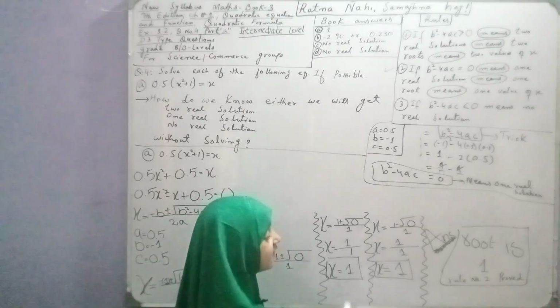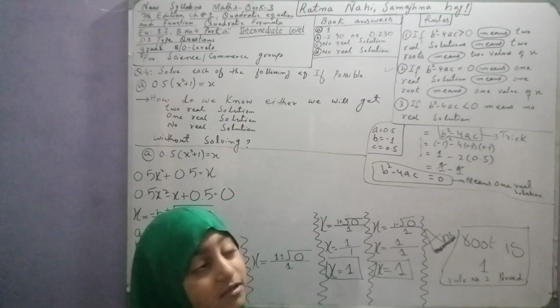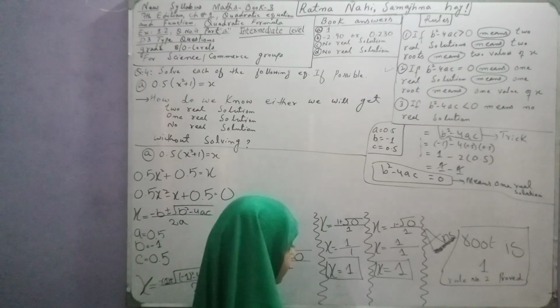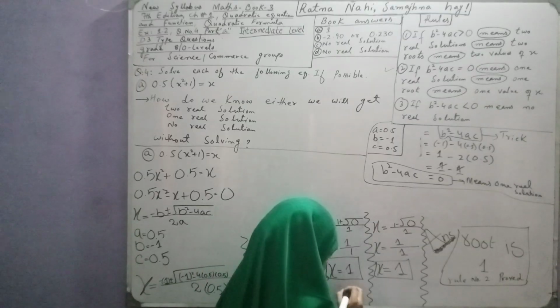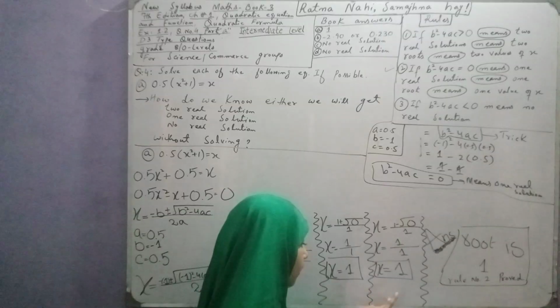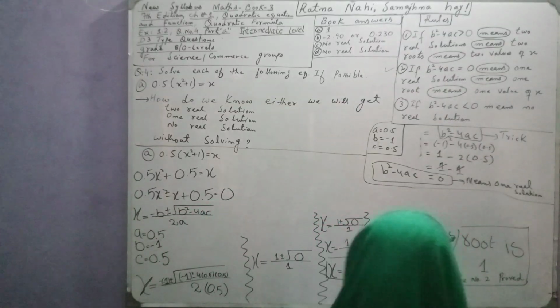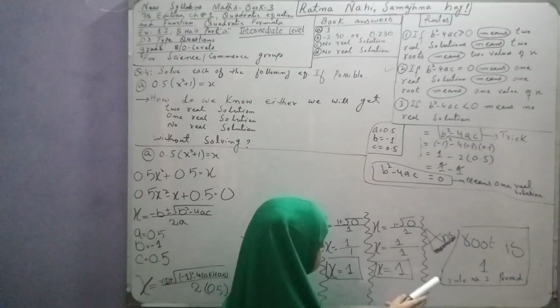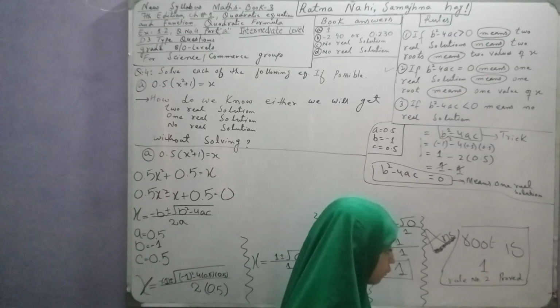You can see same number, same power, same sign, same number, same sign. That's why we call this only 1. You can see we will tell this one. So you can see the root is 1, rule number 2 proved.